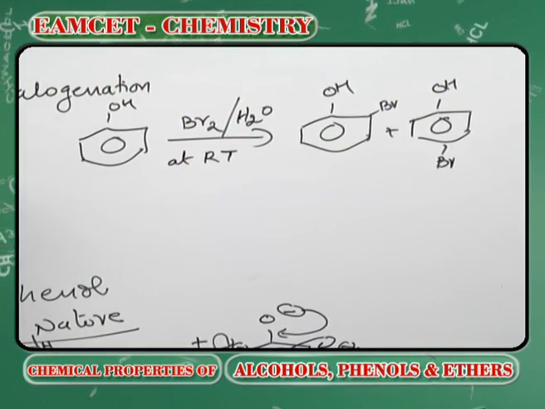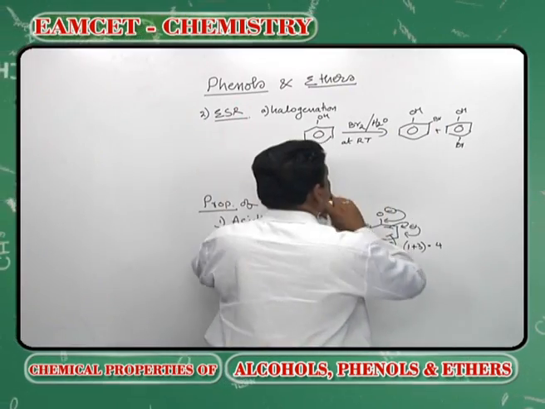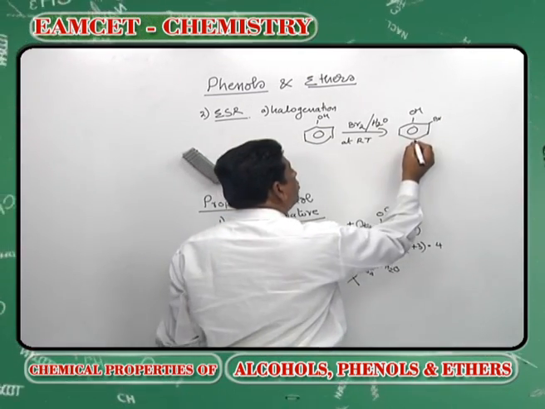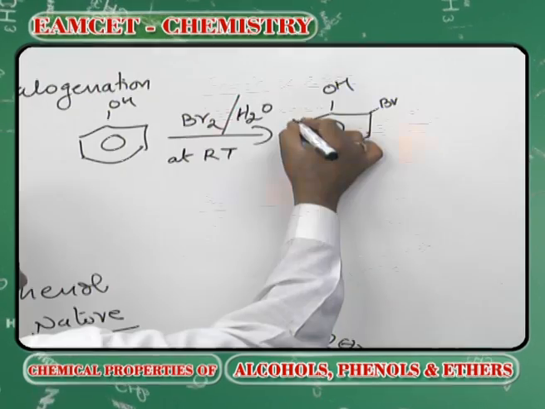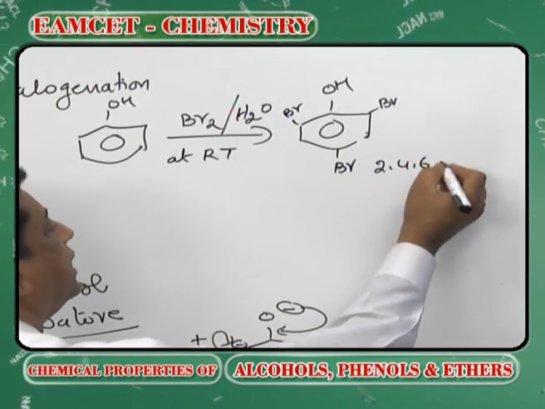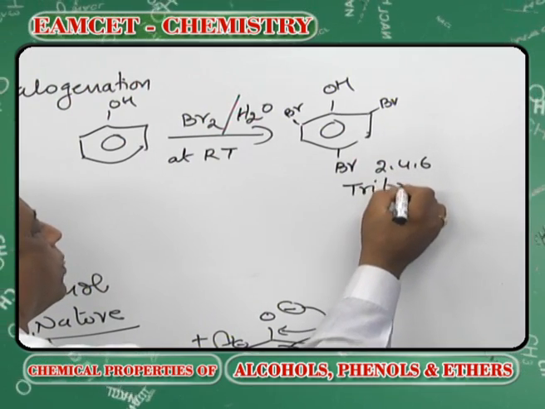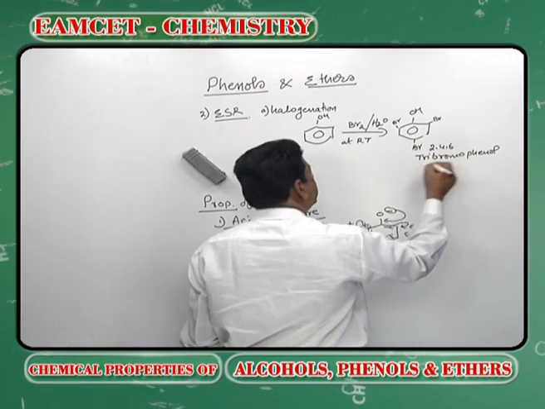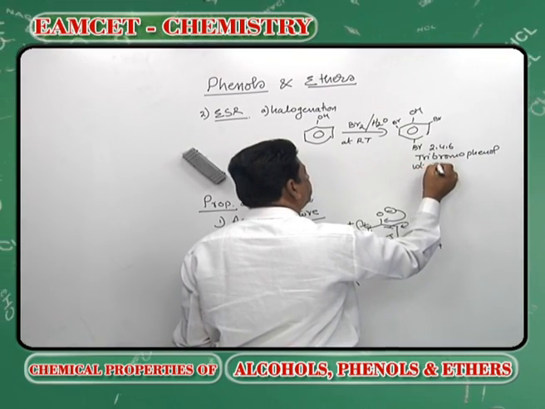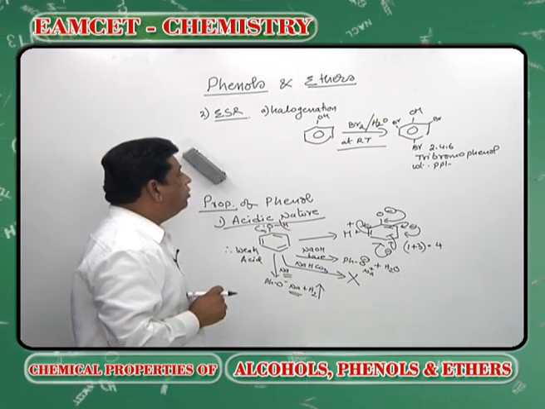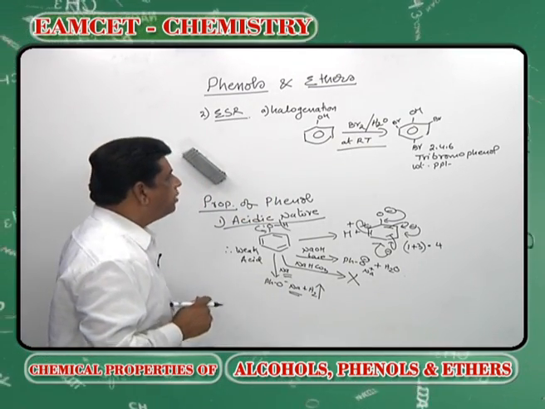Instead of that, if you encourage this reaction, with water also, you can find a tribromo product. This product is called 2,4,6-tribromophenol, which is a white colored precipitate in fact. So, the reagent bromine water is going to give, with phenol, 2,4,6-tribromophenol.